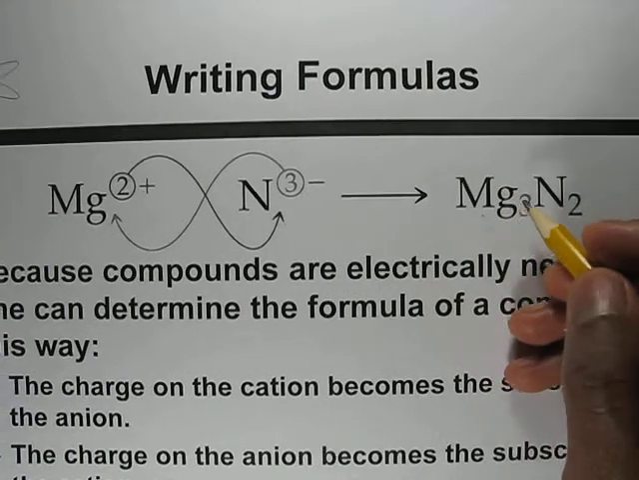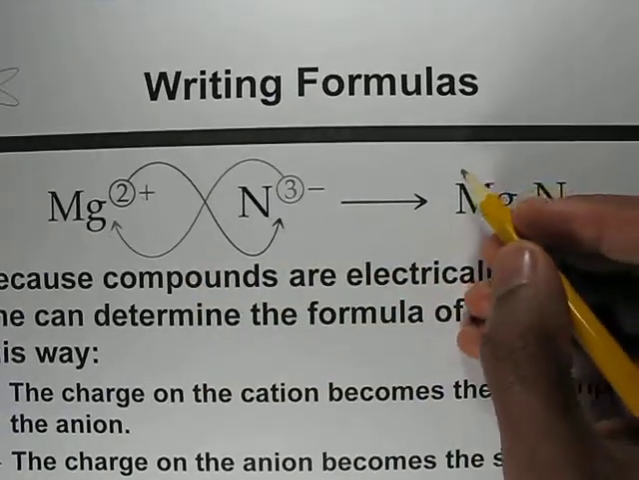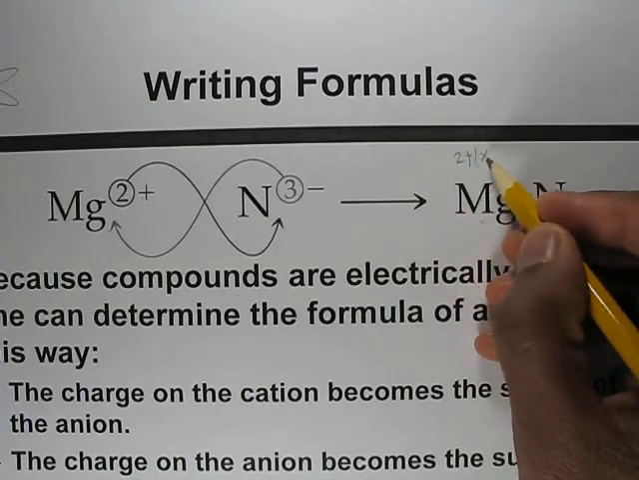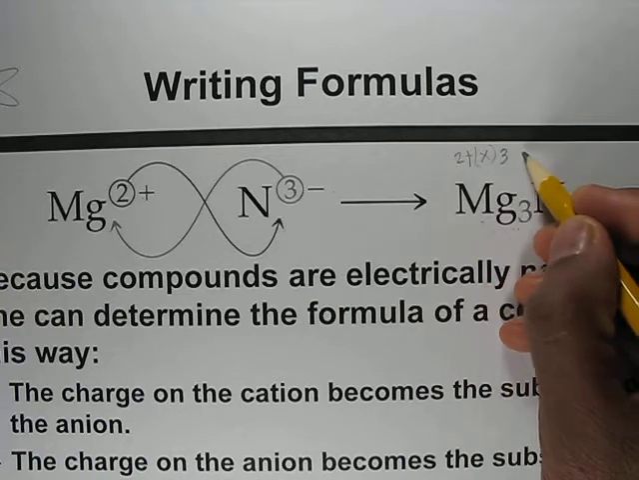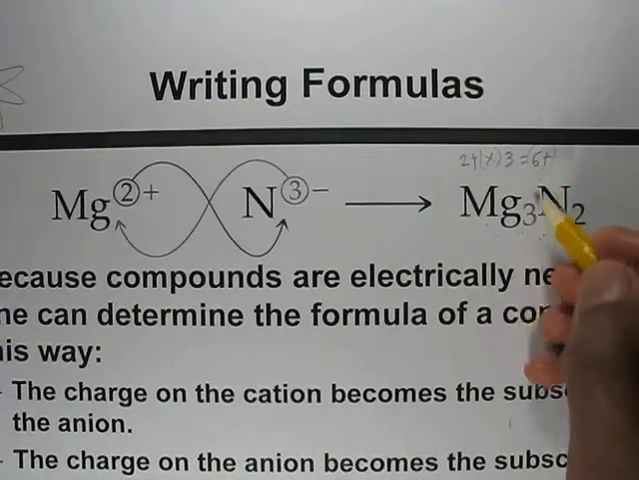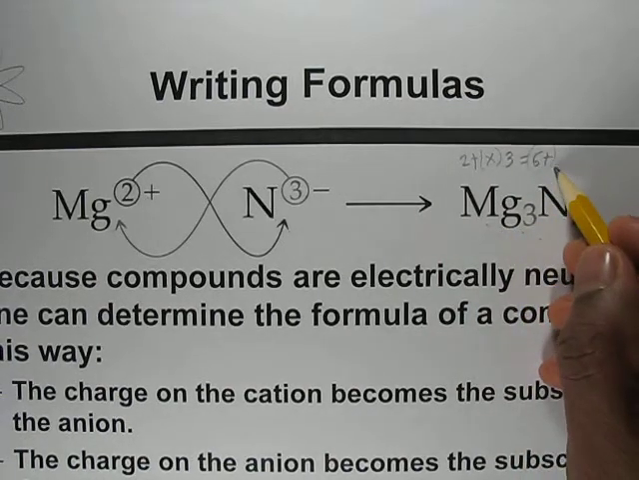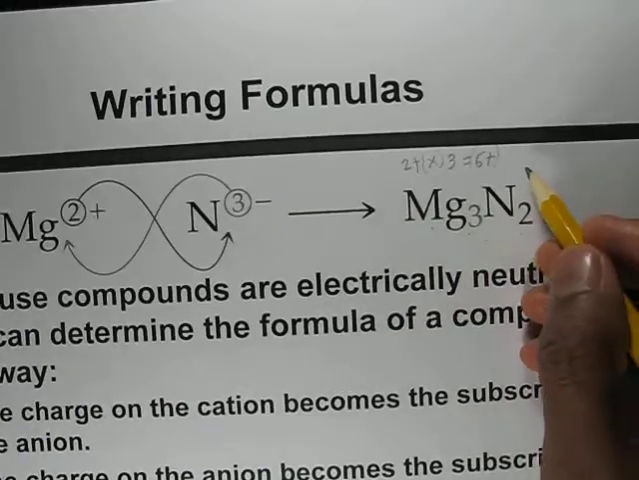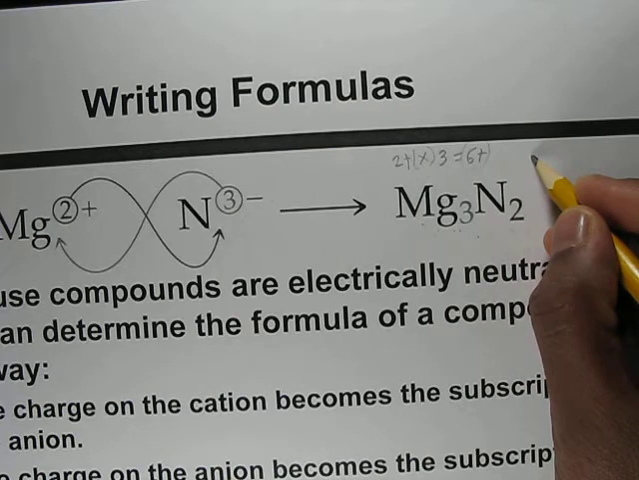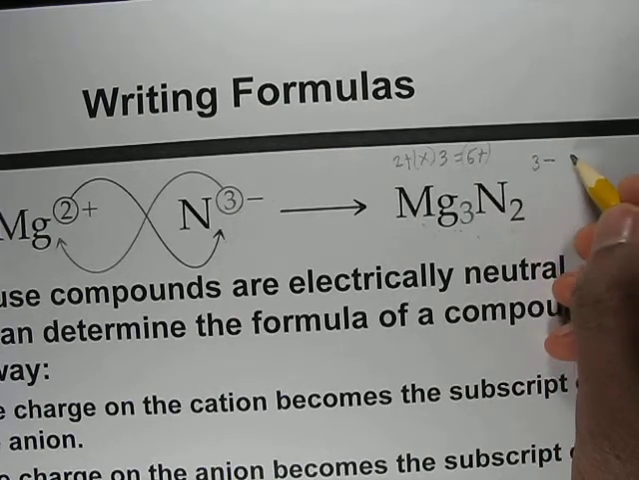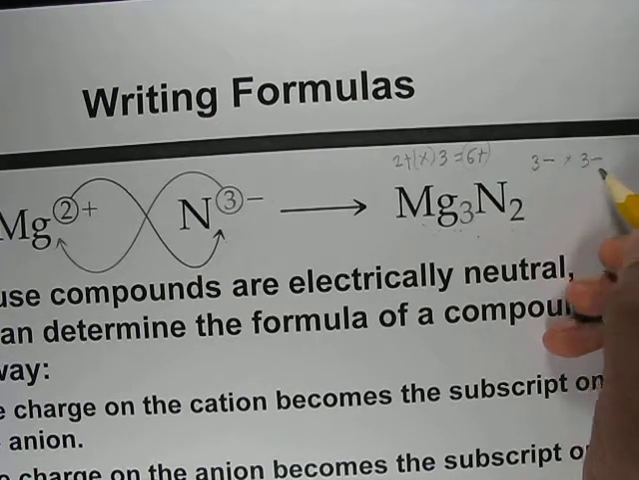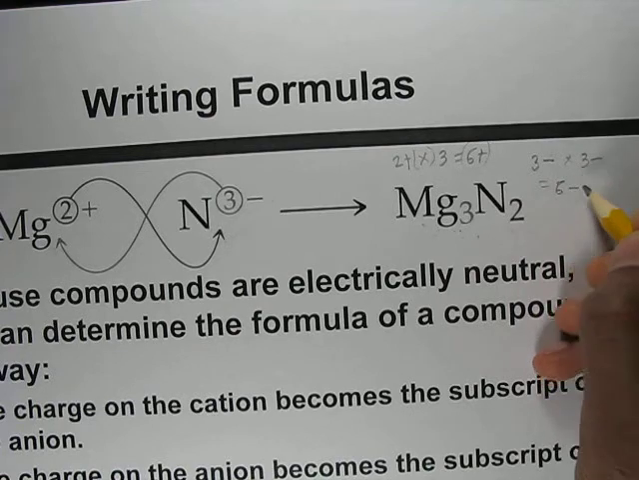In this way you can balance their charges also, because if you are taking 3 magnesium and each magnesium has 2 plus charge, multiplied by 3, which will be equal to plus 6. So if you are taking 3 magnesium, it means you have a total of 6 plus. To balance 6 plus, you need 2 nitrogen. Nitrogen has 3 minus, and when you add one more 3 minus, this will become 6 minus.